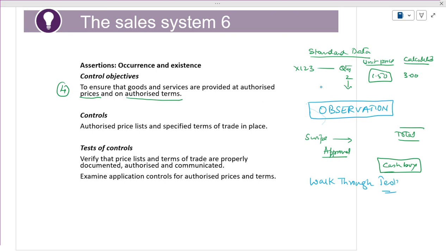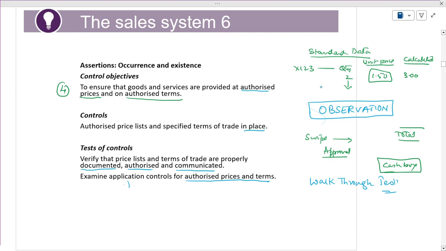What is the fourth objective control? We have to sell at authorized prices only and authorized terms and conditions. Authorized price list and specific terms of trade in place. Verify that the price list and terms of trade are properly documented, authorized and communicated. You will get the list. You are generating the invoice.